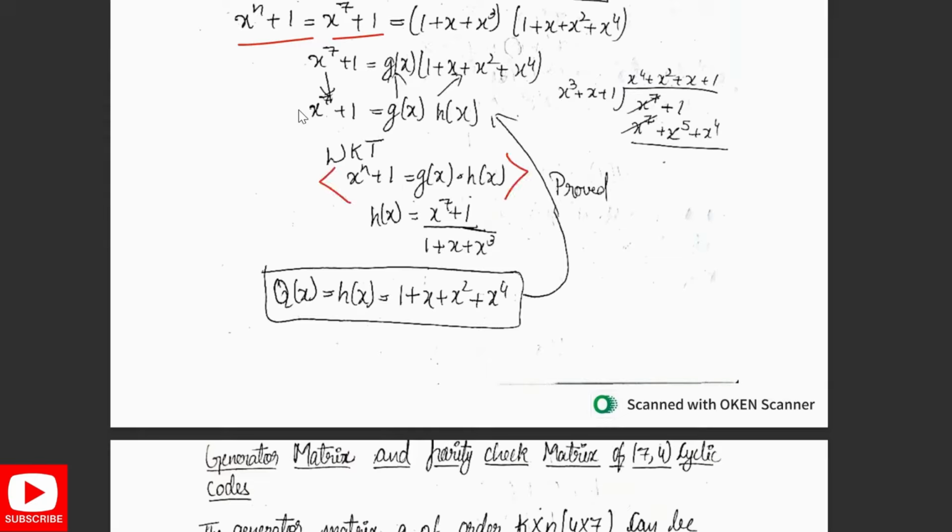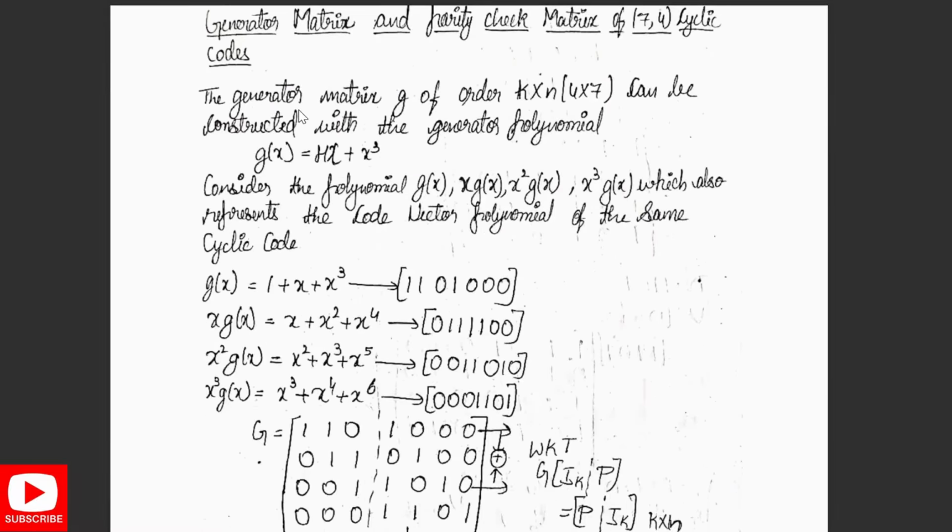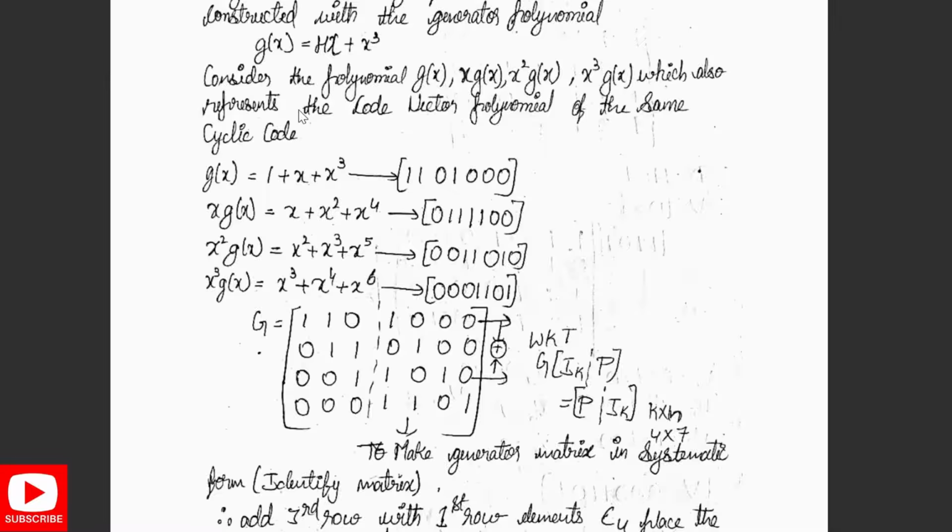So h of x is x power 7 plus 1 divided by this g of x. So hence q of x is equal to h of x, which is equal to this. So hence it is proved. Next is the generator matrix and the parity matrix as cyclic codes.